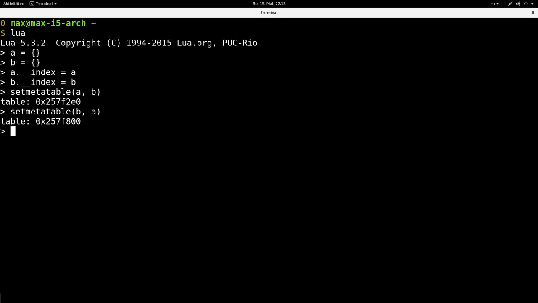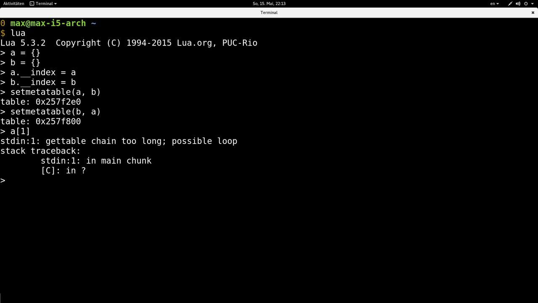Now, what do you think will happen if I try to index one of those two tables? Let's see. A at index 1. We get an error: table chain too long, possible loop.